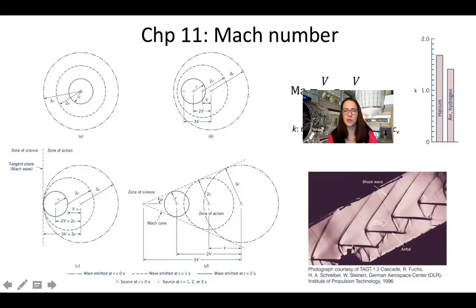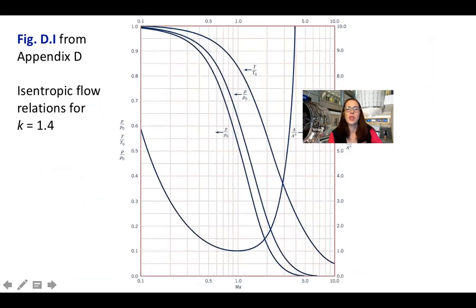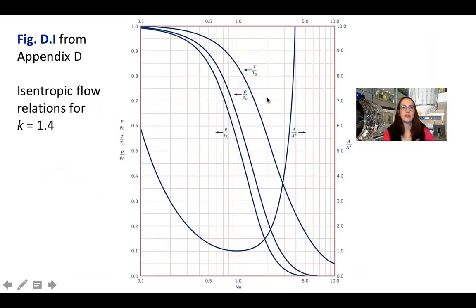And here's some nice oblique shock waves visualized here. Okay, so here is figure D1 from appendix D. This is only for isentropic flows for air and oxygen, basically, that have k of 1.4. On the horizontal axis, we've got our Mach number. On the left vertical axis, we've got our stagnation and static ratios.